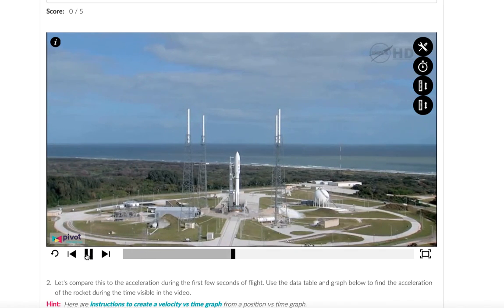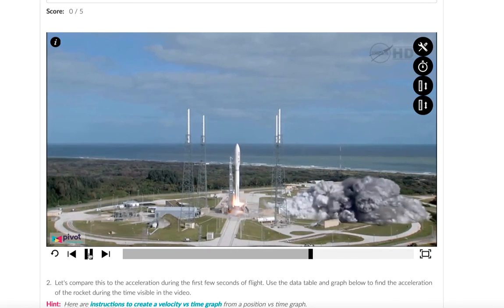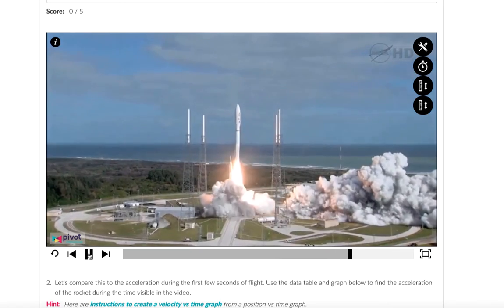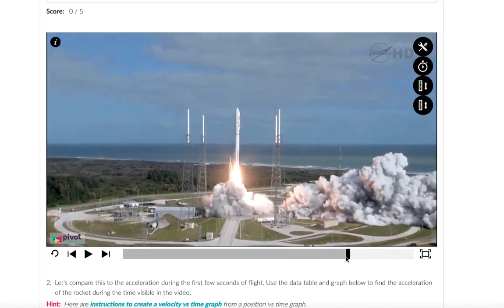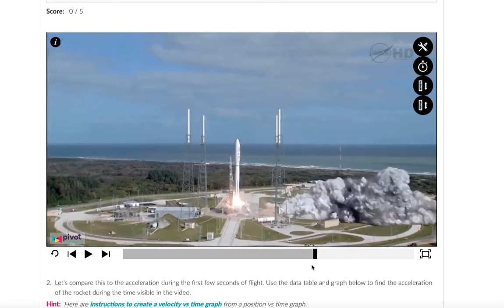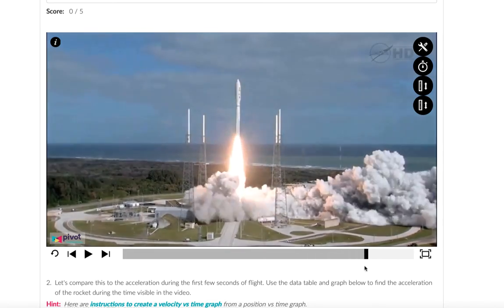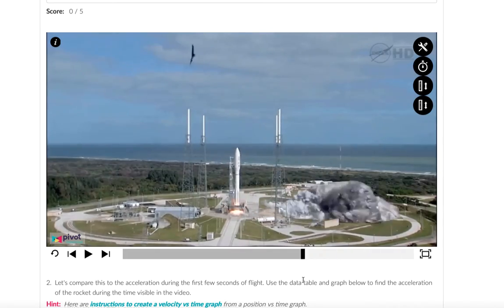Rocket launch. Main engine start, 0, and liftoff of the Atlas V with Curiosity.